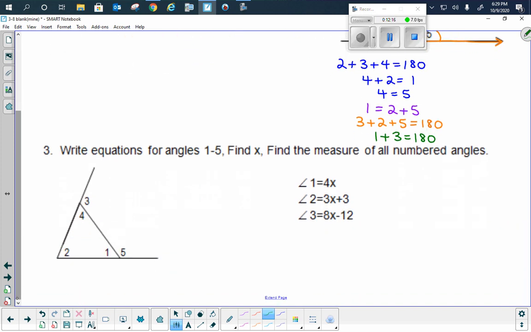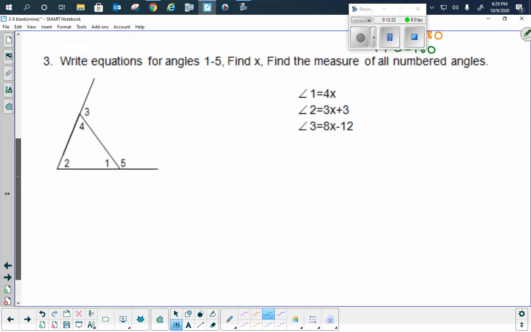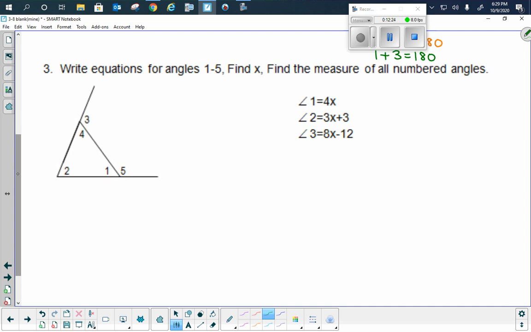So let's look at a problem that you might see in the homework. Okay, so on this, we want to write equations for the angles 1 through 5. We want to find x, and we want to find the measure of all numbered angles. Okay, so they're being literal about finding all numbered angles. So here we go, guys. When I look at a picture like this, first of all, I notice the given information to me.